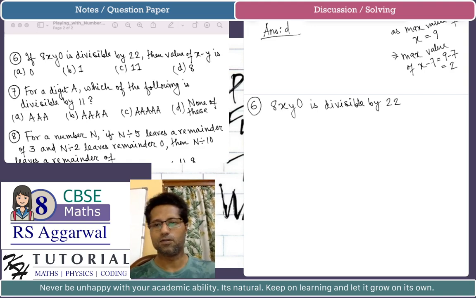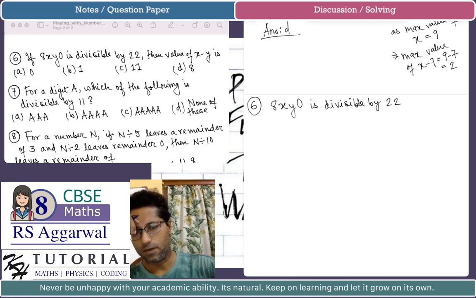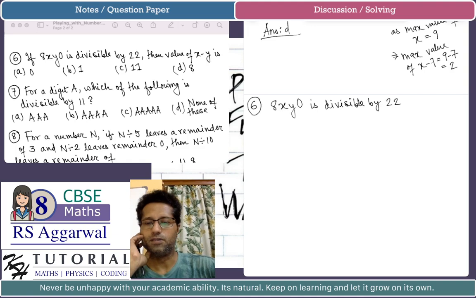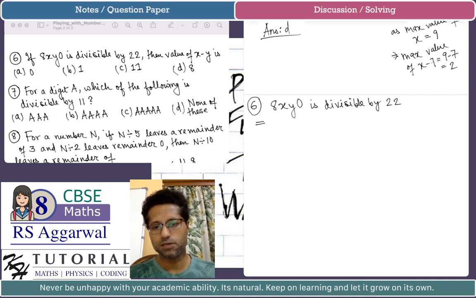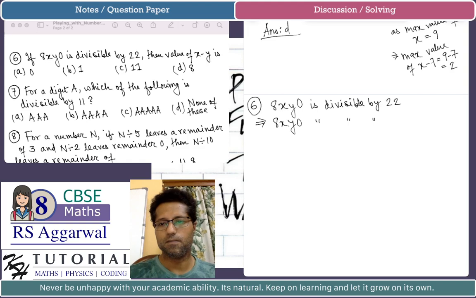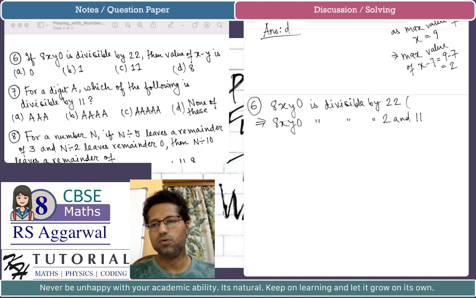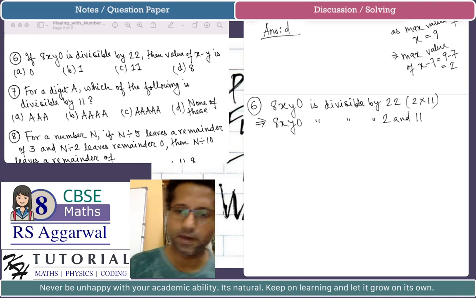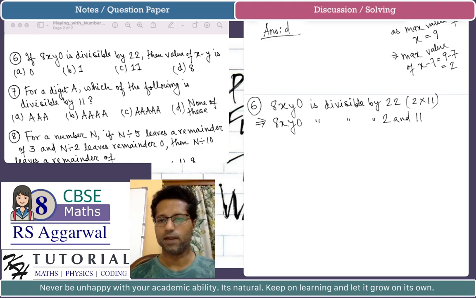Then we can apply the concept that, for example in this problem, if this number has to be divisible by 22, then the factors of 22 are 2 into 11. Then this number must be divisible by both 2 and 11. So this is the concept to be applied. So this implies that 8xy0 is divisible by 2 and 11, as 22 is equal to 2 into 11. So this number 8xy0 must be divisible by both 2 and 11.